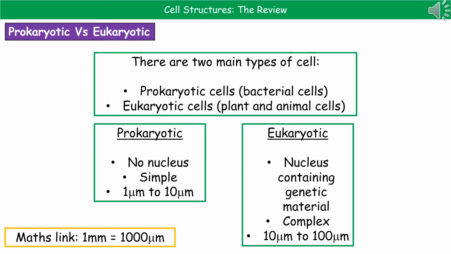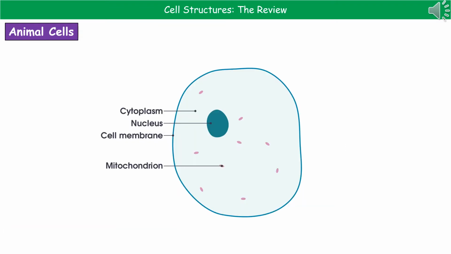In today's biology blast, we're going to have a look at some cells. So hopefully we remember we've got two types of cell: prokaryotic cells, which are the bacterial ones, and eukaryotic cells, which are the plant and animal cells. Few key things to remember: prokaryotic cells have no nucleus, they're very simple, and they're smaller, 1 micrometer to 10 micrometers. Eukaryotic cells have a nucleus containing genetic material, they're more complex, and they're larger in size, 10 micrometers to 100 micrometers.